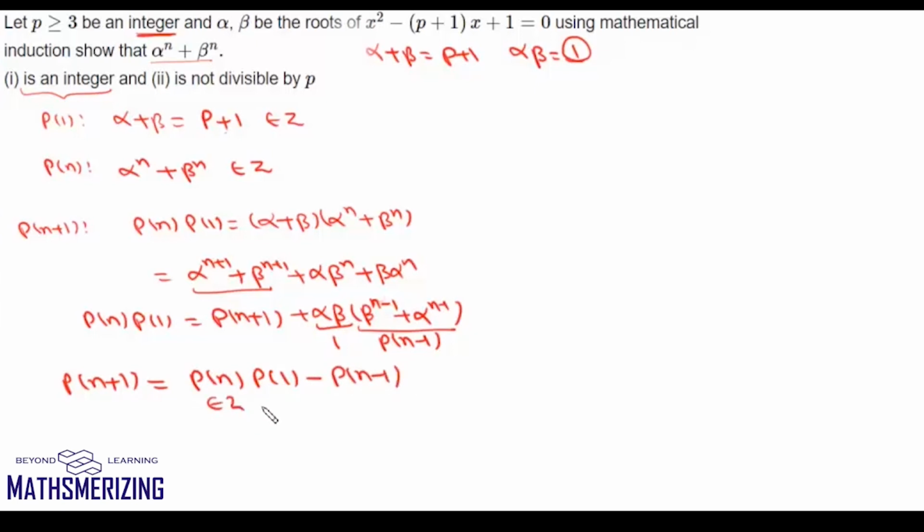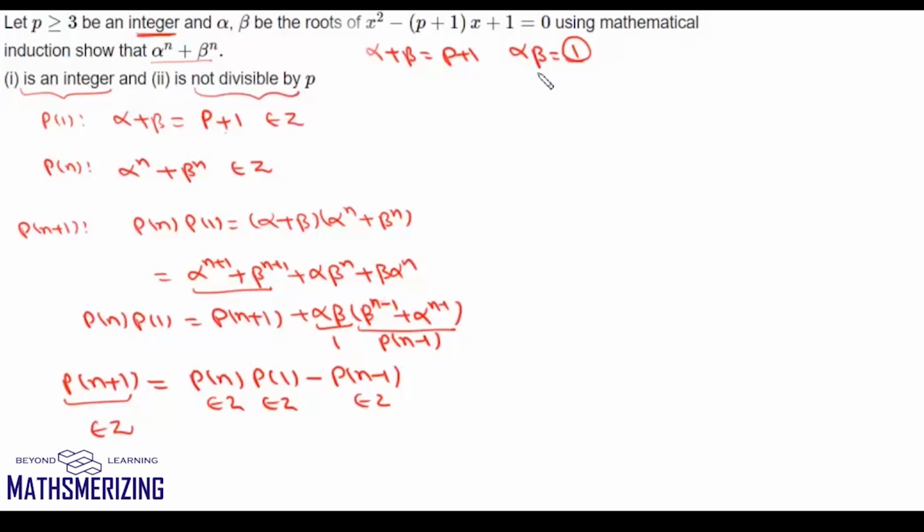Now Pn is an integer, P1 is an integer, and Pn-1 is an integer. So from here we'll say this Pn+1 is also an integer. So that means alpha to the power n plus beta to the power n will always be an integer using mathematical induction. Now we'll come to its second part. That is, we'll need to prove that it is not divisible by p.